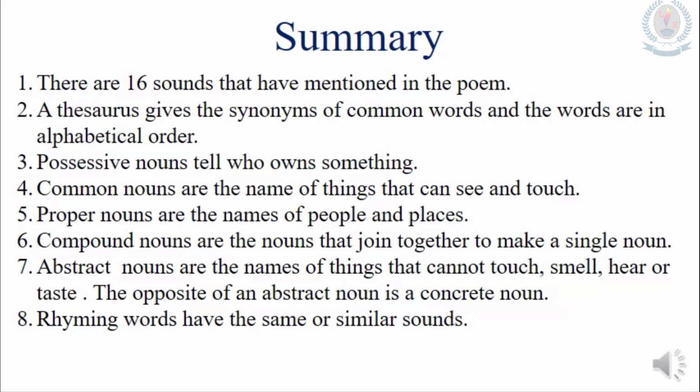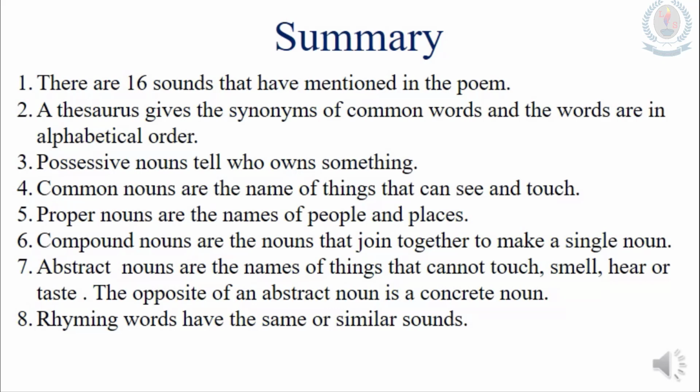This is the summary of the lesson. There are 16 sounds that have been mentioned in the poem. A thesaurus gives the synonyms of common words and the words are in alphabetical order. Possessive nouns tell who owns something. Common nouns are the names of things that we can see and touch.